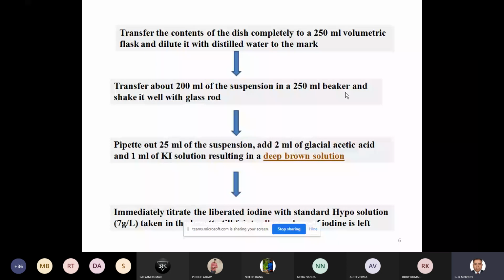So roughly you take out maximum amount, say 200 ml from the beaker, and shake it with a glass rod. Then with the help of a pipette, whose volume is normally 25 cc in the lab, you will pipette out 25 cc and put it in a titration flask. You will add 2 ml of glacial acetic acid and 1 milliliter of potassium iodide solution, resulting in a deep brown color.